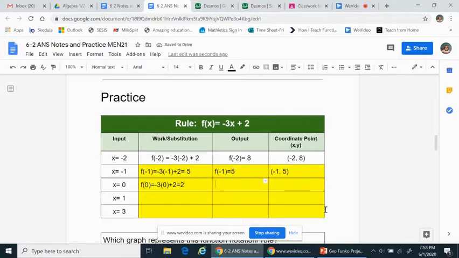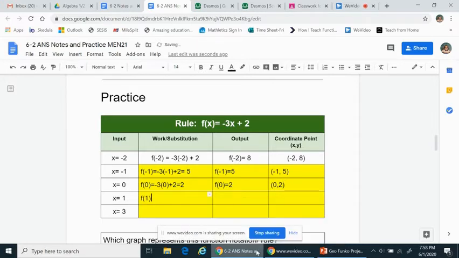Could have also just remembered 0 times anything equals 0. So we have f of 0 equals 2, and that means my input was 0 and my output was 2.